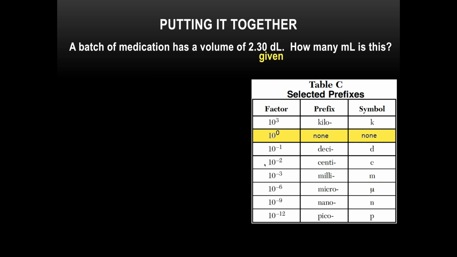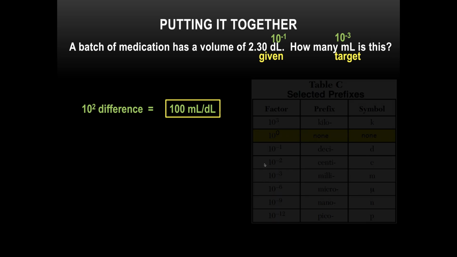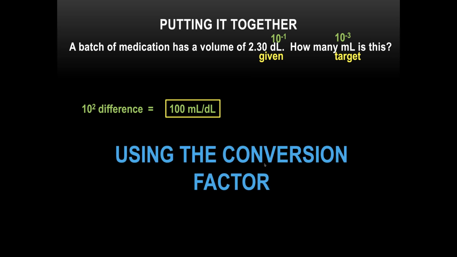Our given is 2.30 deciliters. Our target is to get it to milliliters. You can see how this might be important if you're preparing medication, if you're a pharmacist, for example. Deci is 10 to the negative first. Milli is 10 to the negative third. That's only 2 powers of 10 difference, which is 100 of the small milliliters per larger deciliter. Now, let's use this conversion factor.